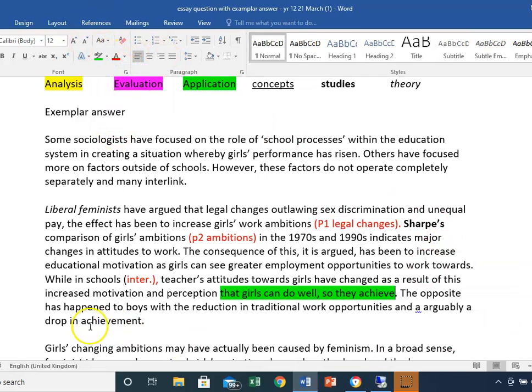Language of the question. The opposite has happened to boys with a reduction in traditional work opportunity and are arguably a drop in achievement. Okay, so we've got application there as well. And they briefly mentioned the reduction in traditional work opportunities. So that's like a brief point for boys. Okay, it's not really that well developed.